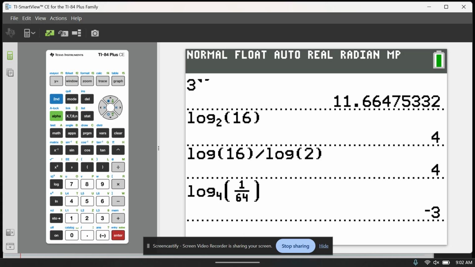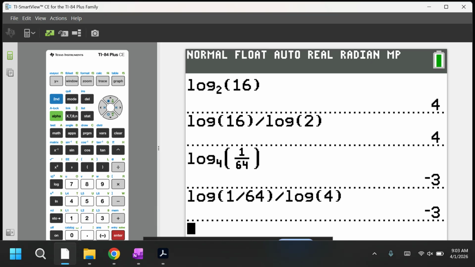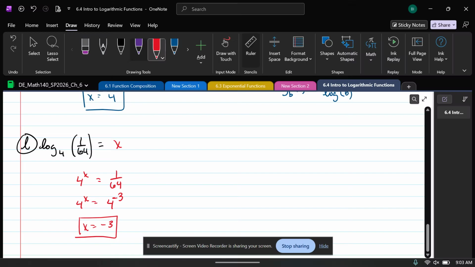Or I could do log of 1 over 64, close the parentheses, divided by log 4. I get the same -3. So alpha window, change of base formula. No difference in the values there, just working it out. And then here on the paper, me doing it without the calculator. But it's got to be special numbers to be able to do it without the calculator.